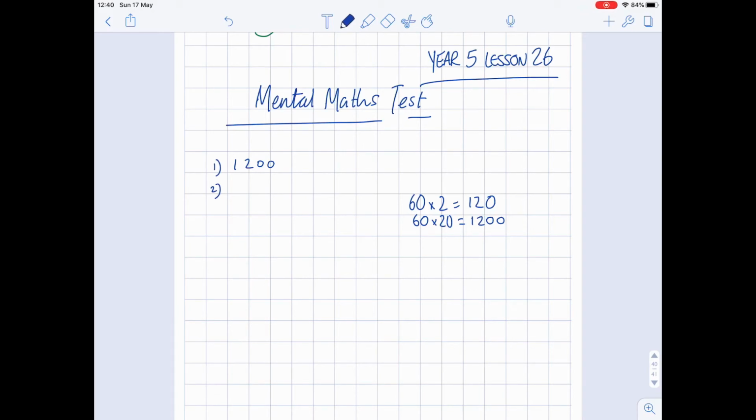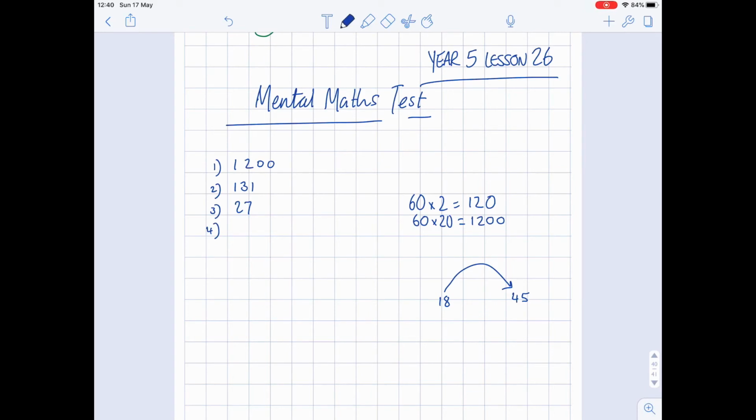Question 2, add together 112 and 19. So 19 is really close to 20. So I would have added on 20 and then taken away 1. So my answer is 131. 3, subtract 18 from 45. So I gave you those numbers. I would have just quickly said, what do I add on to 18 to get up to 45? And my answer is 27.